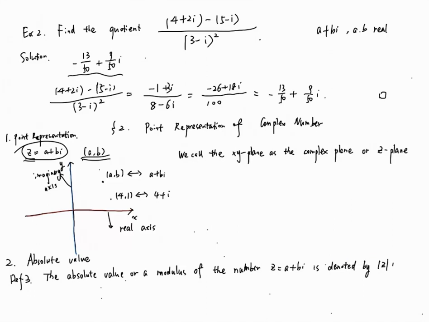This means the absolute value of the number z, and it's given as the square root of its real part squared plus the square of its imaginary part. So this is the definition for the absolute value of a complex number.